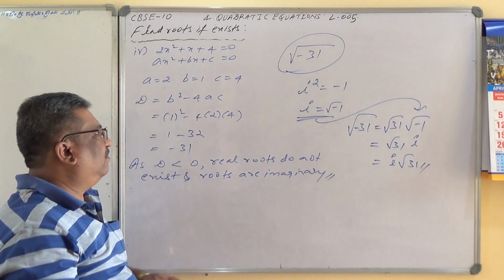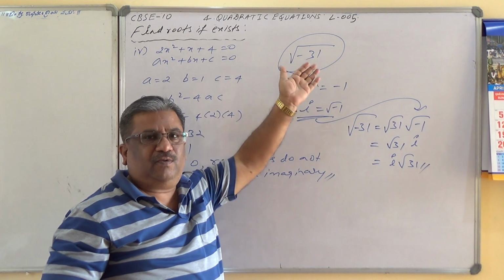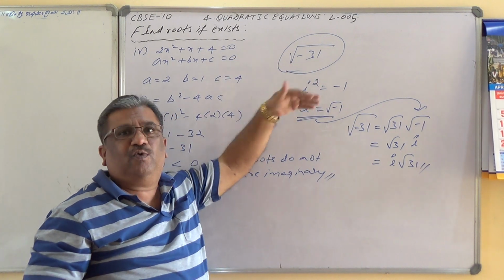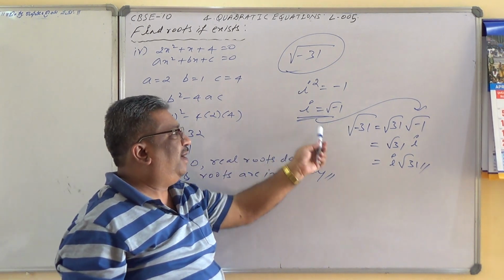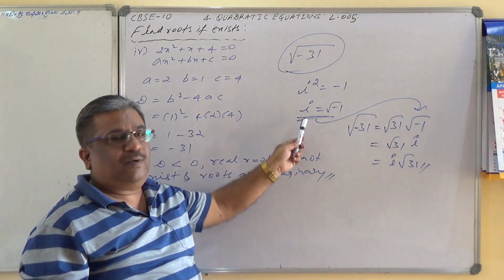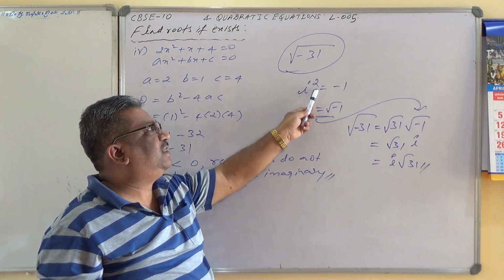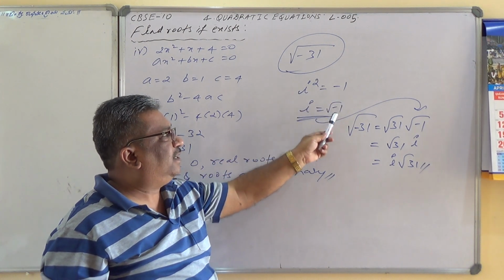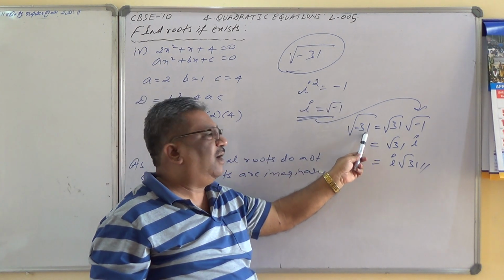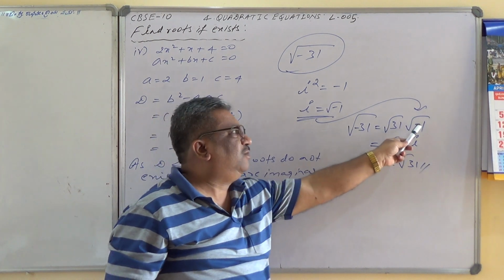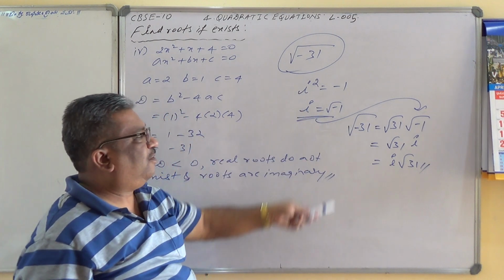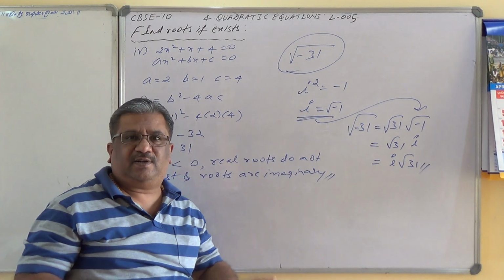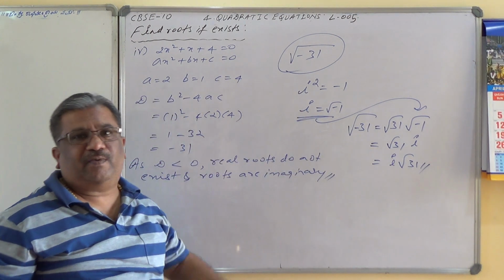If we get negative numbers under the square root, then the roots are imaginary. Imaginary roots are indicated by the iota symbol. Iota is nothing but i square is minus 1, i equals root of minus 1. So minus root 31, how will you represent it? Root 31 into root minus 1, iota times root 31. Such kinds of roots we are not dealing with in 10th standard. Only in the 11th standard are we going to find them.